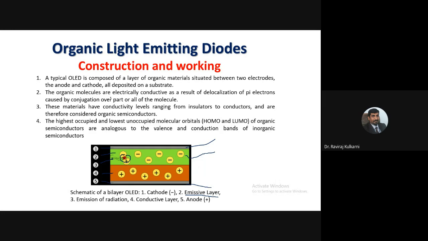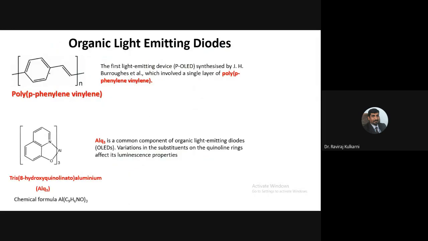The organic molecules are electrically conductive as a result of delocalization of pi electrons caused by conjugation over a part of the molecules. You can see this conjugation. Conjugation means double bonds. Double bonds are made up of two electrons, right? If you remove one electron, this electron is delocalized. It can move anywhere, so thus it becomes conducting.